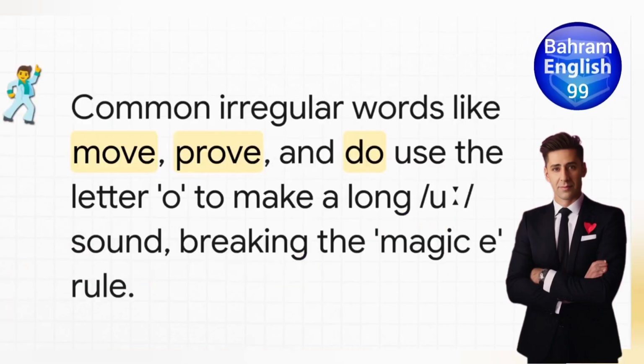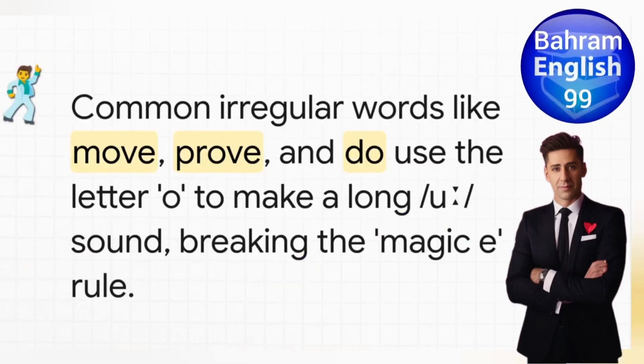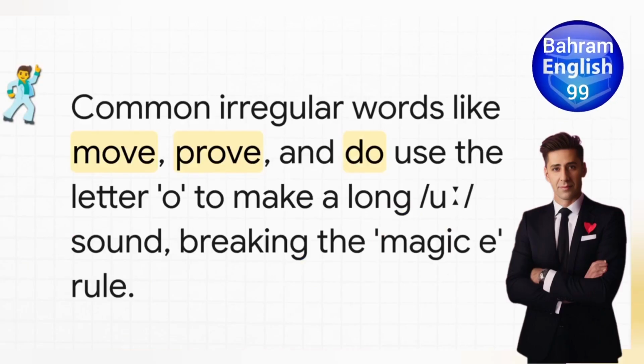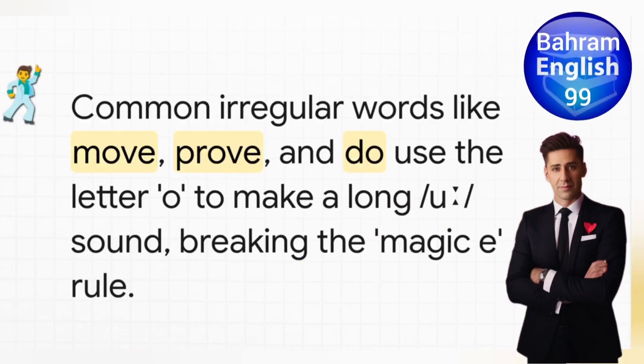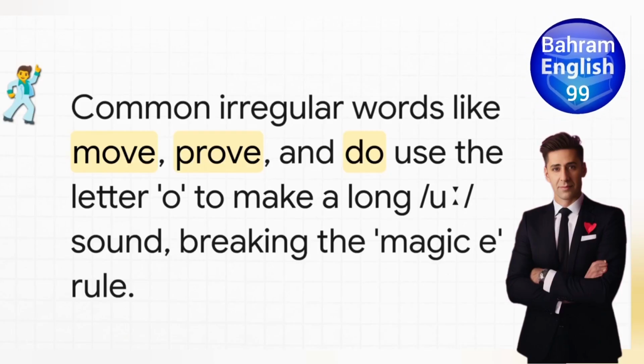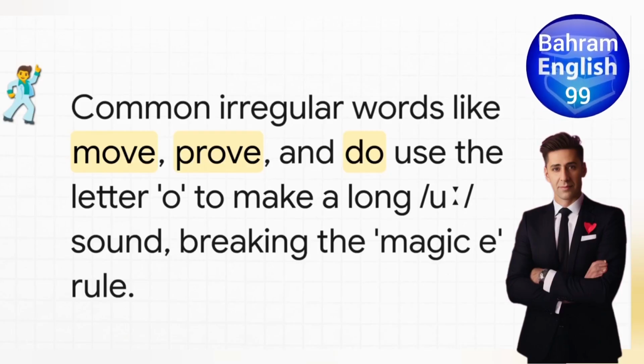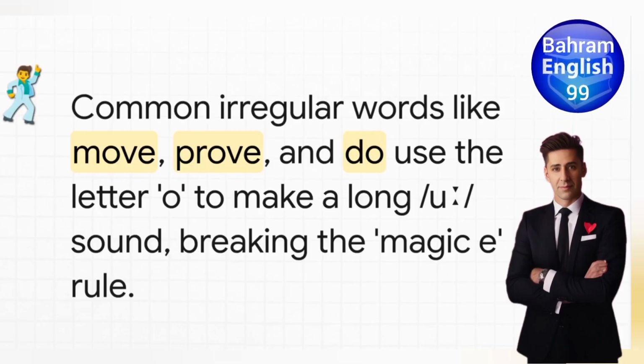And now we're back to our original puzzle. Words like move, prove, and do use the letter O to make a long oo sound. This just completely shatters the magic E rule we saw with hope and note. I mean, move should rhyme with hove, but it doesn't. These are just really common words with really irregular pronunciations.